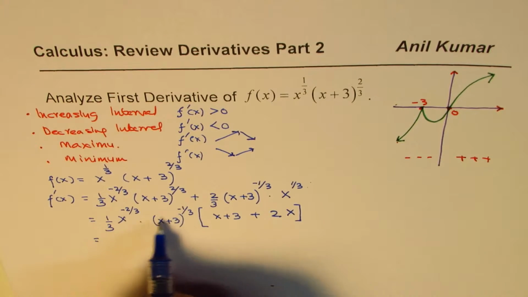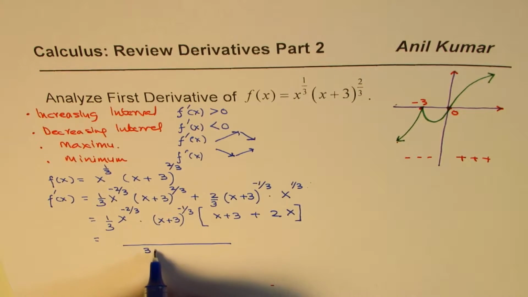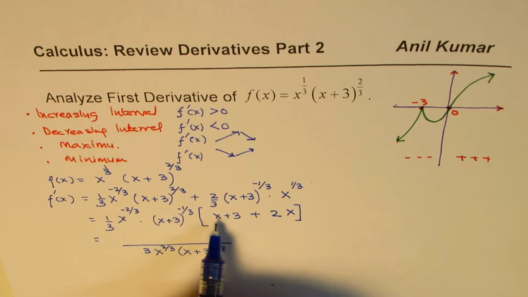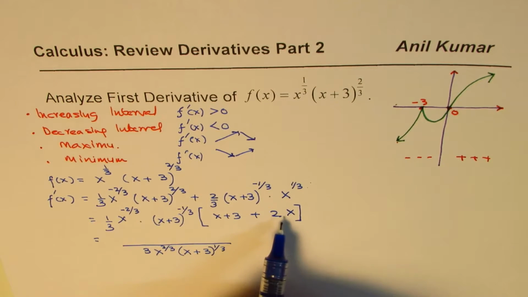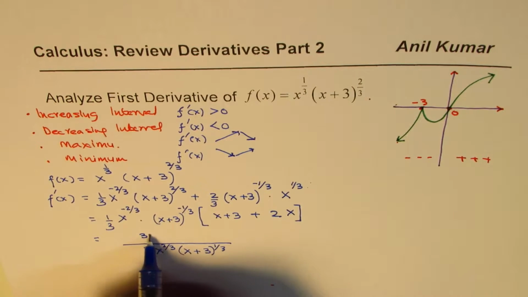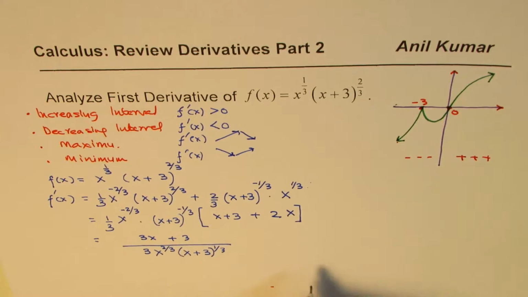Now negative powers means they will come in the denominator, right? So denominator. So we have 3 in the denominator, we have x to the power of 2 over 3 now, and we also have x plus 3 to the power of 1 over 3. In the numerator, you could simplify all this, right? What you get here is x plus 2x is 3x. So we get 3x plus 3, right? Now here you can take 3 common, cancel with this 3. So that gives you the derivative of this function.